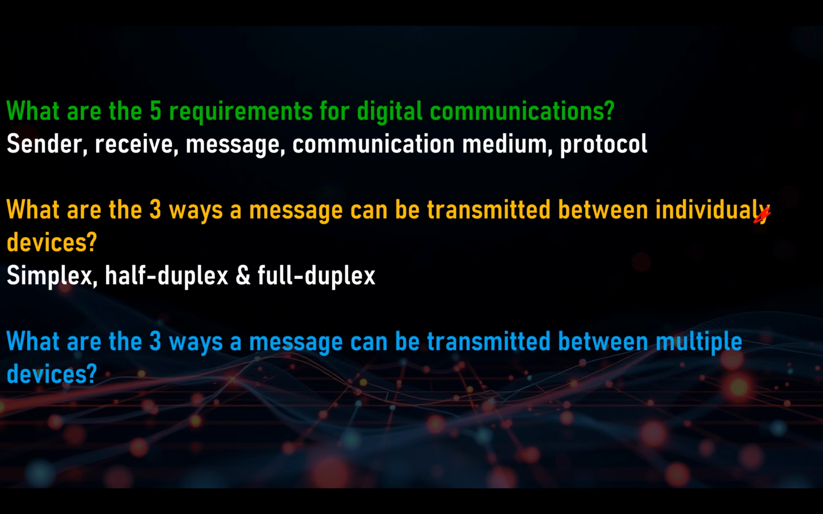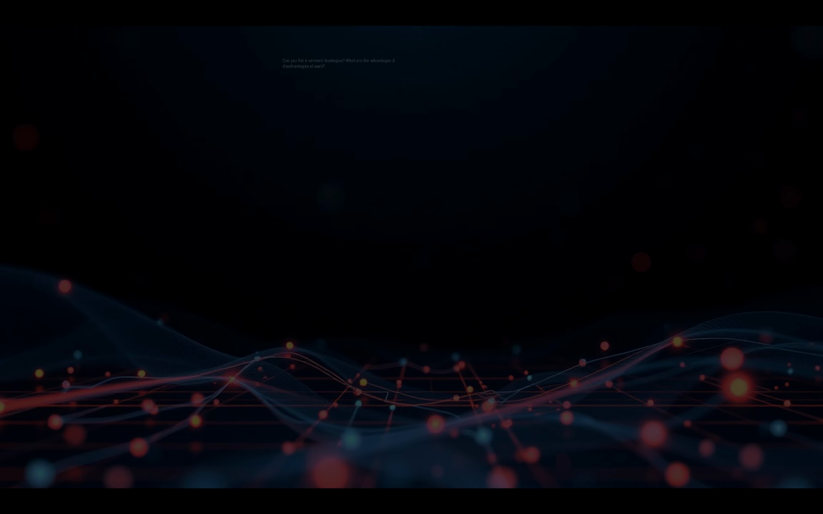Then the next one. What are the 3 ways a message can be transmitted between multiple devices? One of these I've just mentioned, and hopefully you can remember the other 2. So, unicast, multicast, and broadcast.